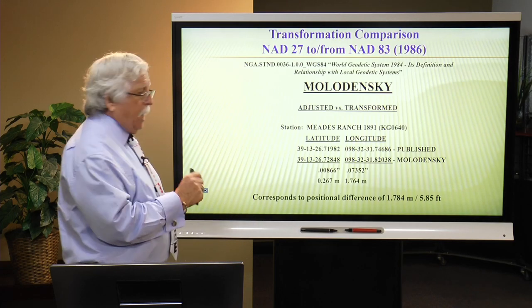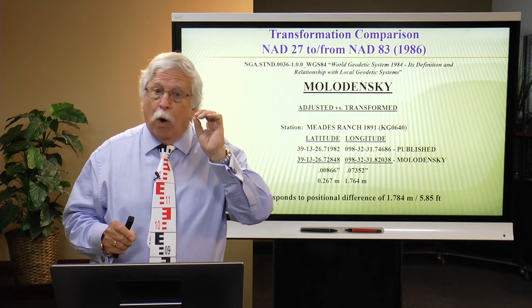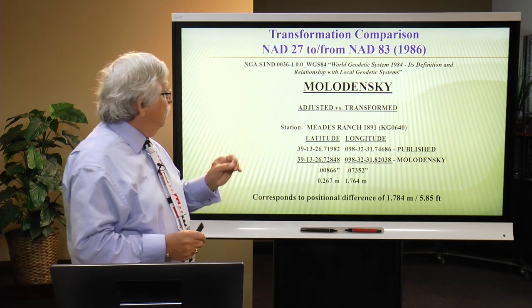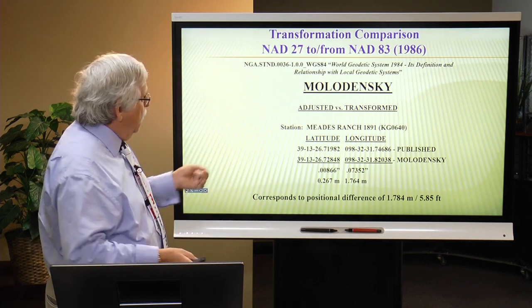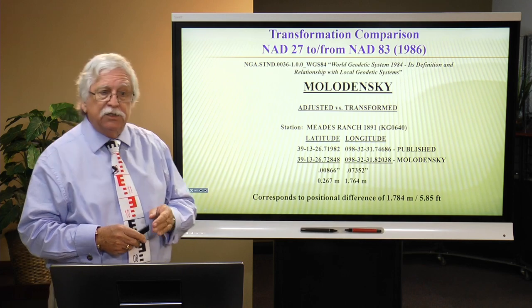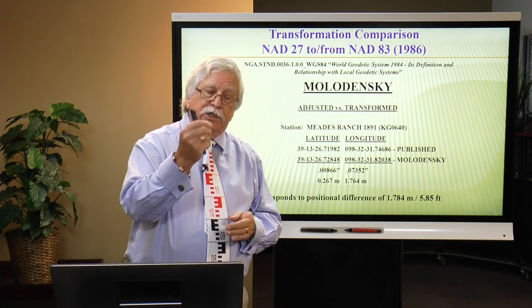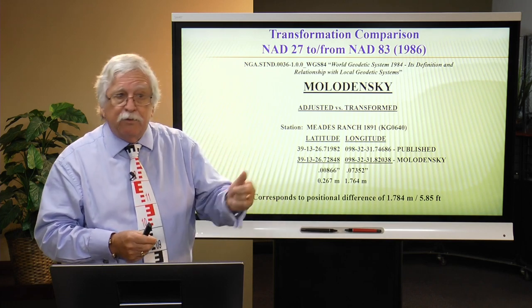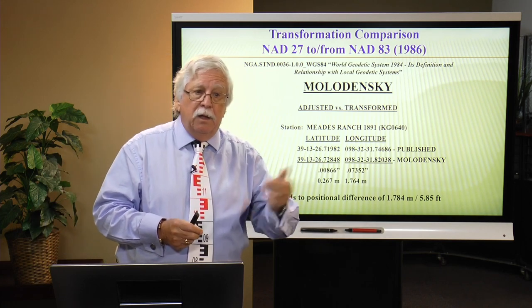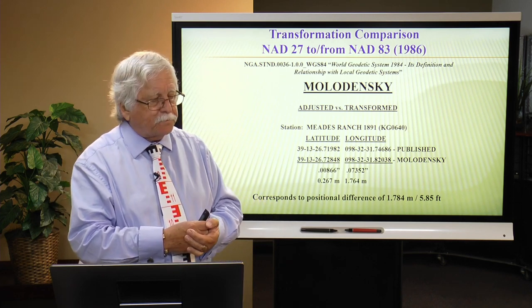So here's what I've done. I've taken an example. I've taken one control point. I happened to pick the station, we are here in Kansas, so I selected Meade's Ranch, 1891. Now Meade's Ranch is historically significant because it was the geodetic origin for the U.S. standard datum, the North American datum, and previously the North American datum of 1927.